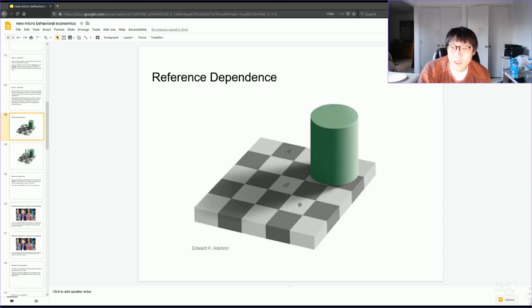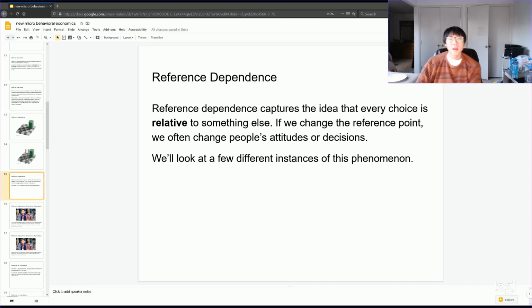Well, the reason why this one seems darker is because it appears darker in the context of what's being presented to you. This is being shown in the shadow of this green cylinder, right? And so that example embodies this concept of reference dependence. Reference dependence is the idea that every choice is relative to something else. And if we change that reference point against which people are comparing, that can often change people's decisions.